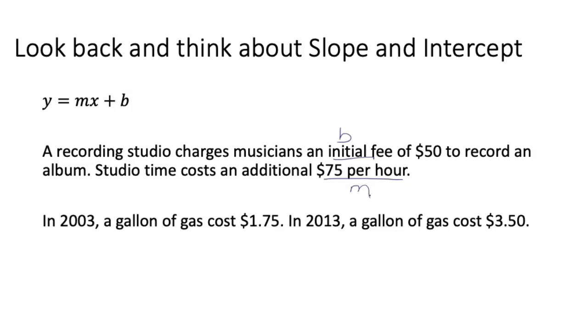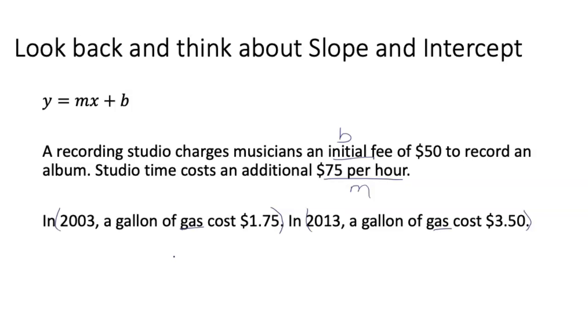And then next we're like, well, what if they give us points and we need to figure that out? So in 2003, a gallon of gas cost $1.75. Remember we talked about how these numbers go together. They're linked together. In 2003, this is how much gas cost. In 2013, this is how much gas cost. And the key here is the fact that it's gas and it's time. All we're doing is looking at something over time or how something extends further. So slope is about rate. It's about things that are in common.